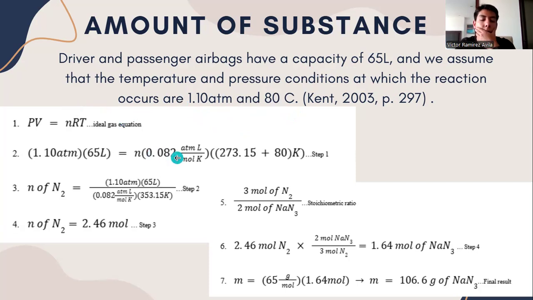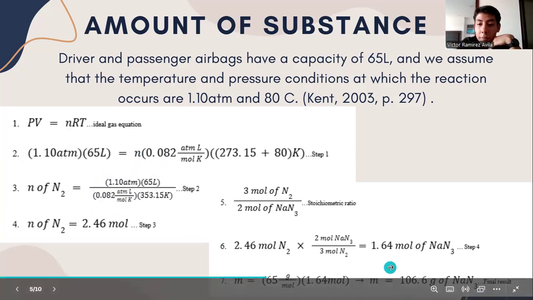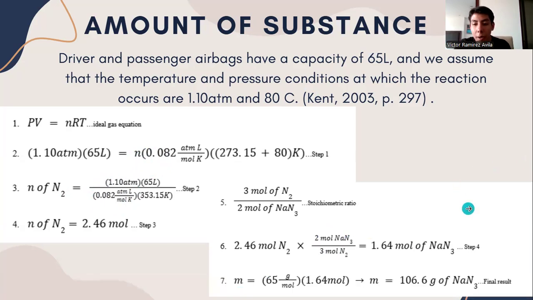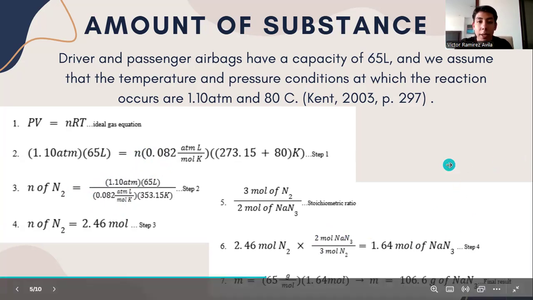And as we can see in section number 2, we just need to substitute the data, and with that we can get the number of moles of the nitrogen gas that we need, because this is about the main reaction, the first one, and we are talking about the nitrogen gas. And the final result is that we need 106.6 grams to make that complete reaction in an airbag.